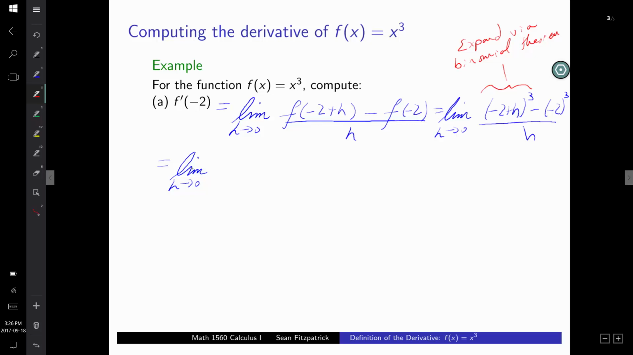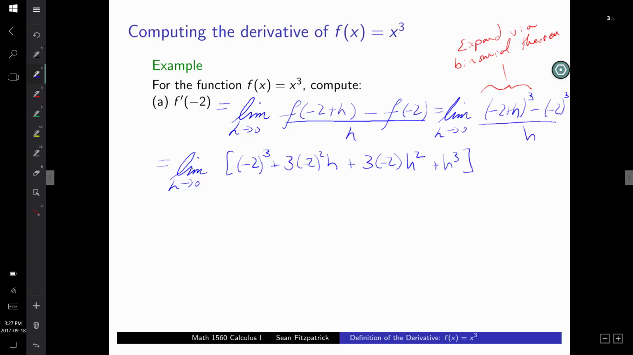We're going to start doing some derivative rules soon, and we'll see that the binomial theorem plays a role in computing derivatives of powers generally. If you don't know the binomial theorem, you can of course just do minus 2 plus h times minus 2 plus h times minus 2 plus h, but that gets a little bit tedious. So with the binomial theorem in hand, I get minus 2 cubed plus 3 times minus 2 squared times h plus 3 times minus 2 times h squared plus h cubed.